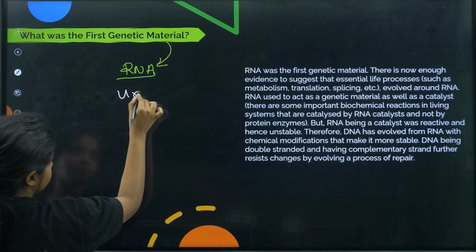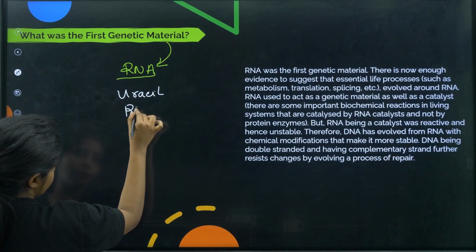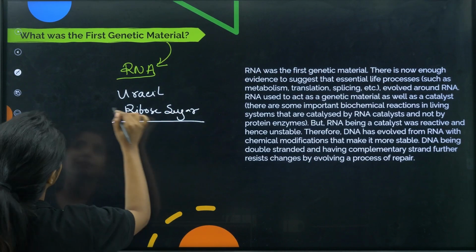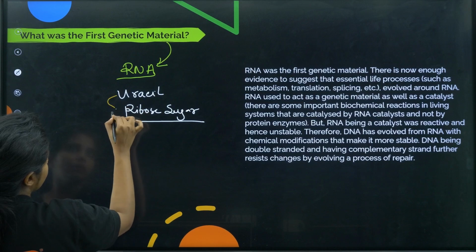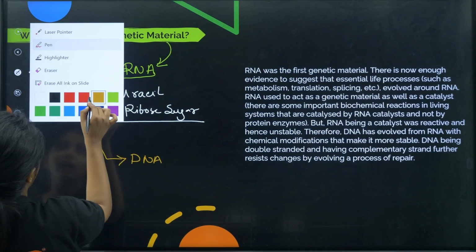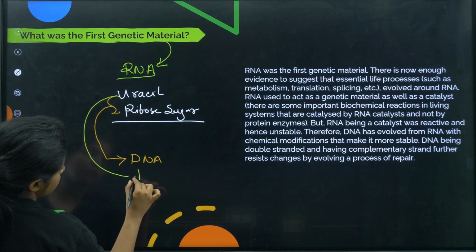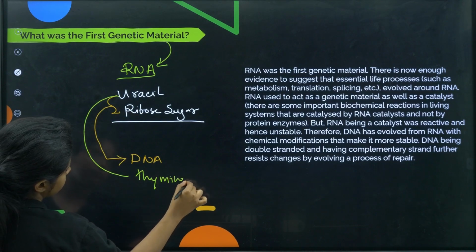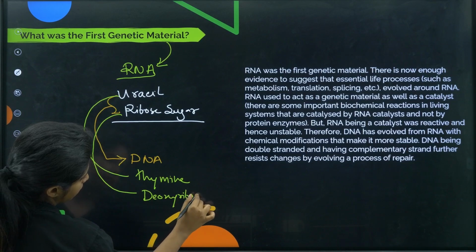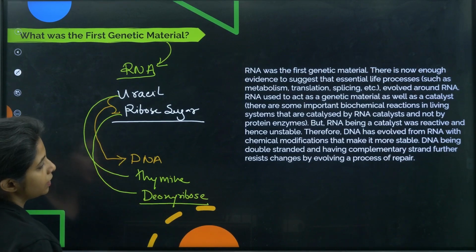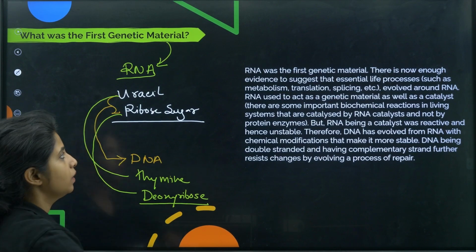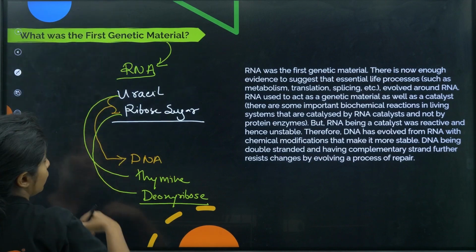had uracil, it had ribose sugar, okay, which made it less stable, which is why we got DNA which had thymine in the place of uracil and deoxyribose in the place of ribose sugar. Works? Is it okay? Now, why was RNA initially doing really well?